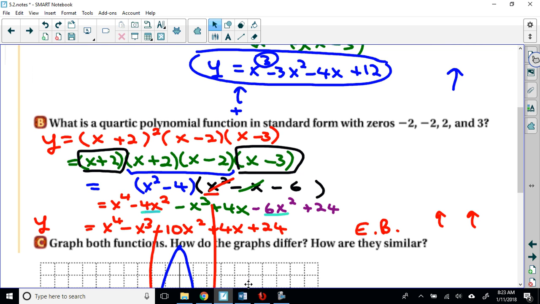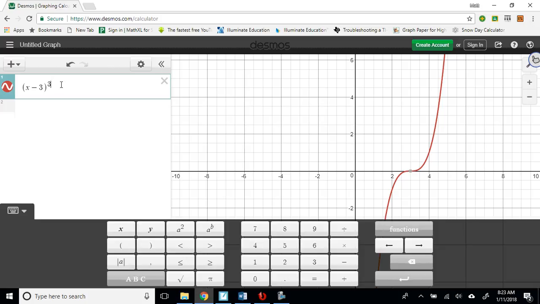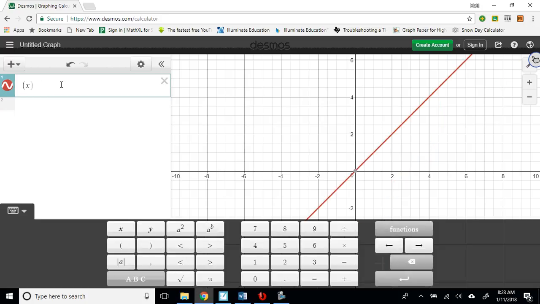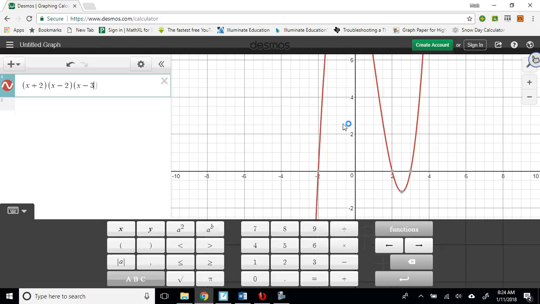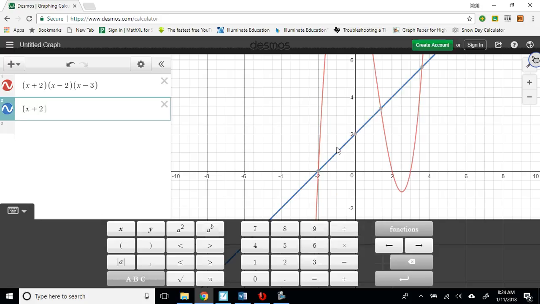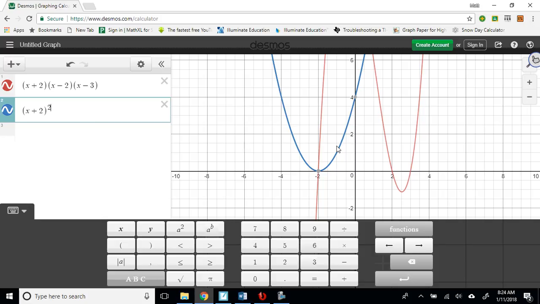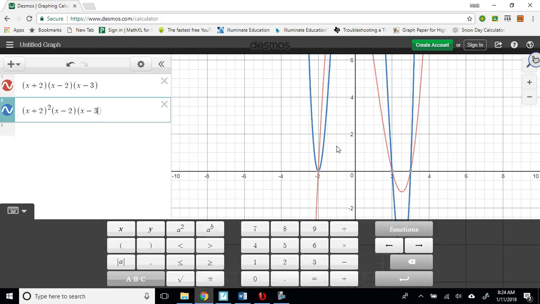So I'll just go to Desmos real quick to confirm what we've got, and then that'll be it. So this was x plus 2, x minus 2, and x minus 3. Okay, so we did pretty good with that one, huh? And then the next one was the quantity x plus 2, that quantity squared, times x minus 2 times x minus 3. Hey, the graphs actually aren't bad, huh?